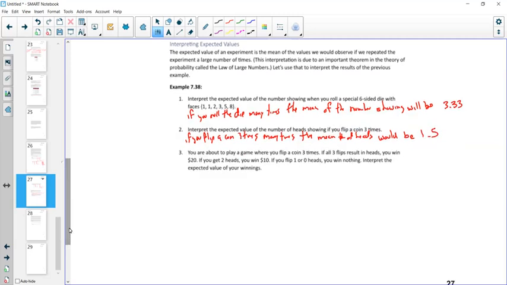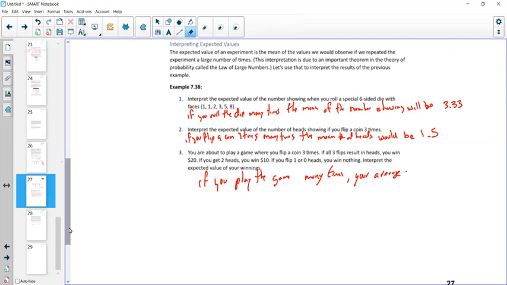And lastly, interpret the expected value of your winnings. If you play the game many times, your average, well, your mean winnings will be $6.25.